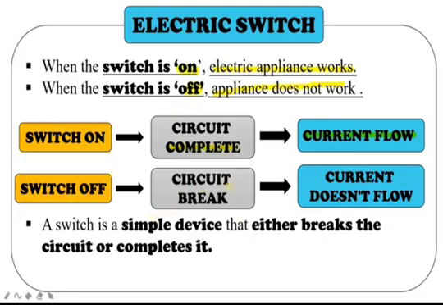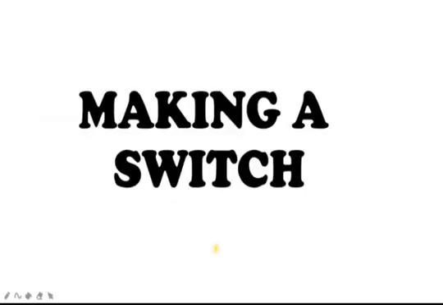Now we will move on to study the electric switch. When the switch is on, electric appliances work. When the switch is off, appliances do not work. What happens when you switch on? The circuit gets completed, and the current will flow. When you switch off, what happens? The circuit is broken, and the current doesn't flow. So what is the role of a switch? A switch is a device that either breaks the circuit or completes it. Without a switch, a circuit is never controlled. Only when the switch is in the on position will current flow.